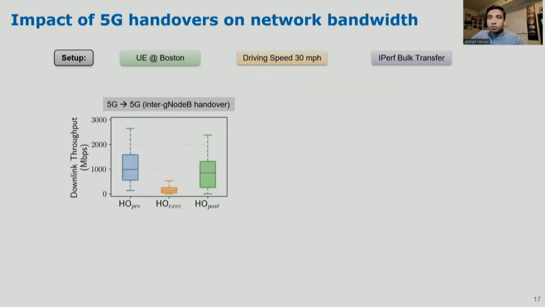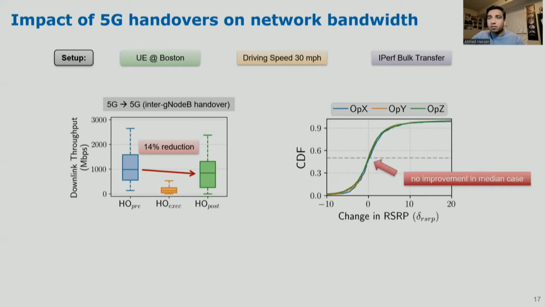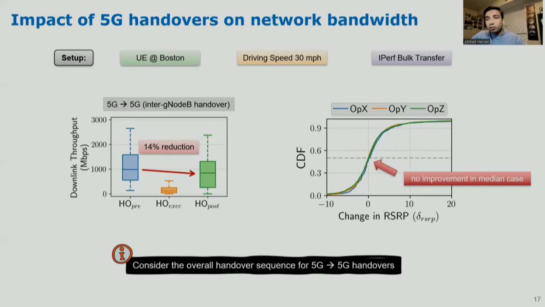As you might know, handovers within the same technology are expected to improve the network performance after handover execution. But that does not happen in NSA 5G, as the average post-handover throughput reduces by 14% compared to pre-handover throughput. We also observe no signal strength improvement after the handover in the case of 5G to 5G handover for all the operators. This is because in NSA 5G, a 5G to 5G handover consists of a 5G to 4G and then 4G to 5G handover, and both handovers are done independently without accounting for the overall 5G to 5G signal strength improvement. So we suggest that cellular carriers can improve their 5G to 5G handover logic by considering the overall handover sequence.